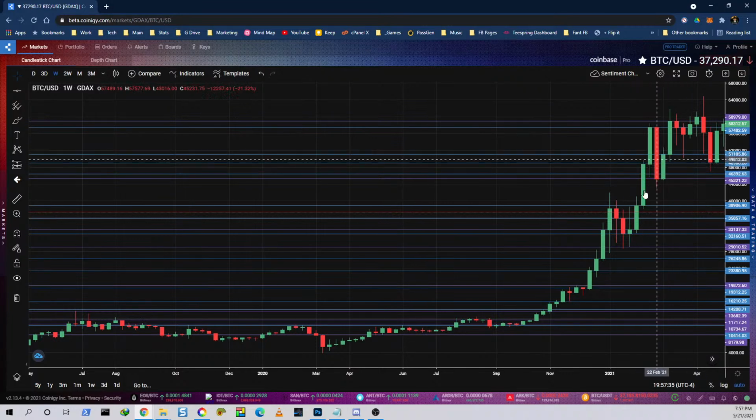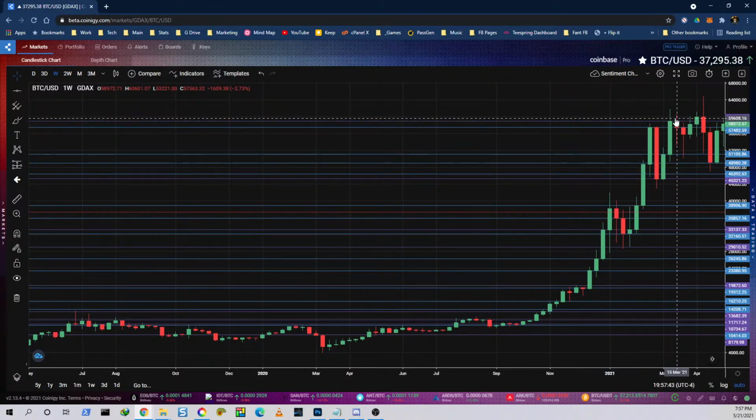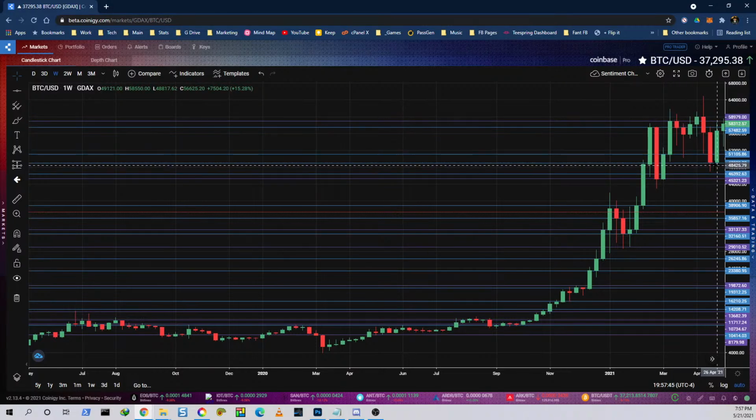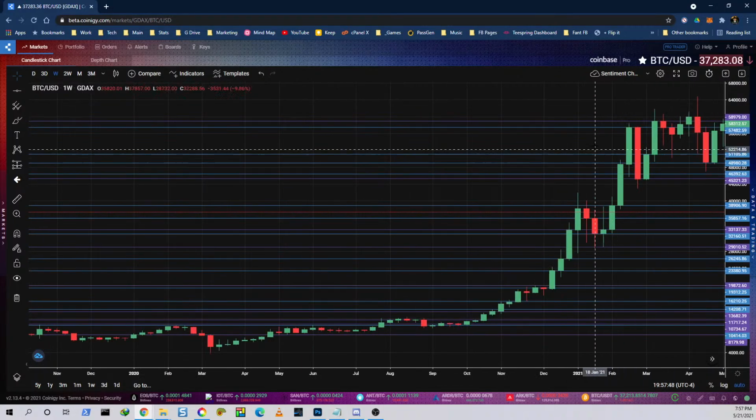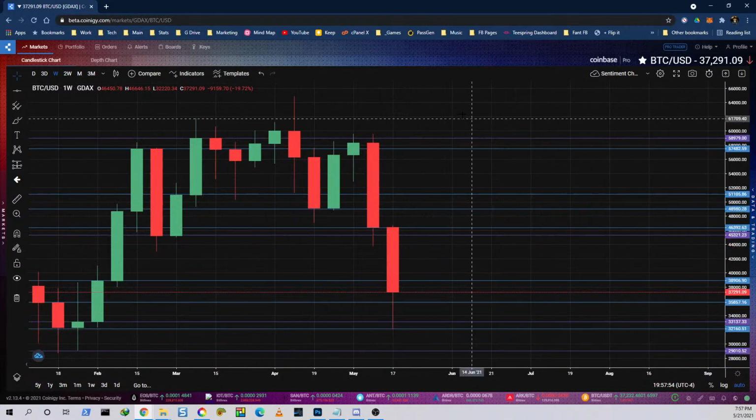What is a floor? The floor is where you went up, you came down, and you bounced and went back up. You bounce off a floor, you go to a ceiling. You bounce off a floor, you go to a ceiling. You bounce off the ceiling, you go back to a floor. You're trying to figure out where these things are going to bounce. There is your sentiment.